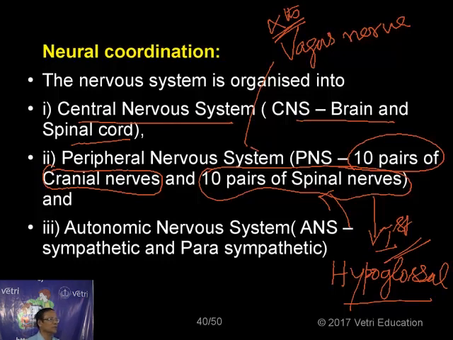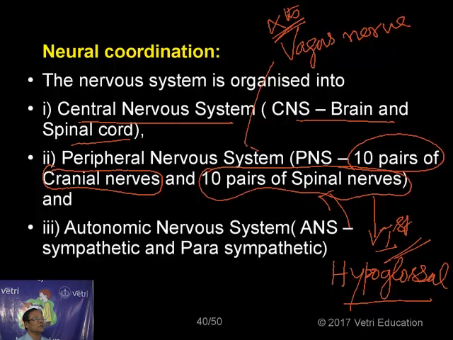Remember these two things. So 10 pairs of cranial nerves, one question; 10 pairs of spinal nerves, another question. The first cranial nerve is another question, that's the vagus nerve, the 10th cranial nerve. And similarly, the first spinal nerve is called hypoglossal. These are all the 4 questions, remember.